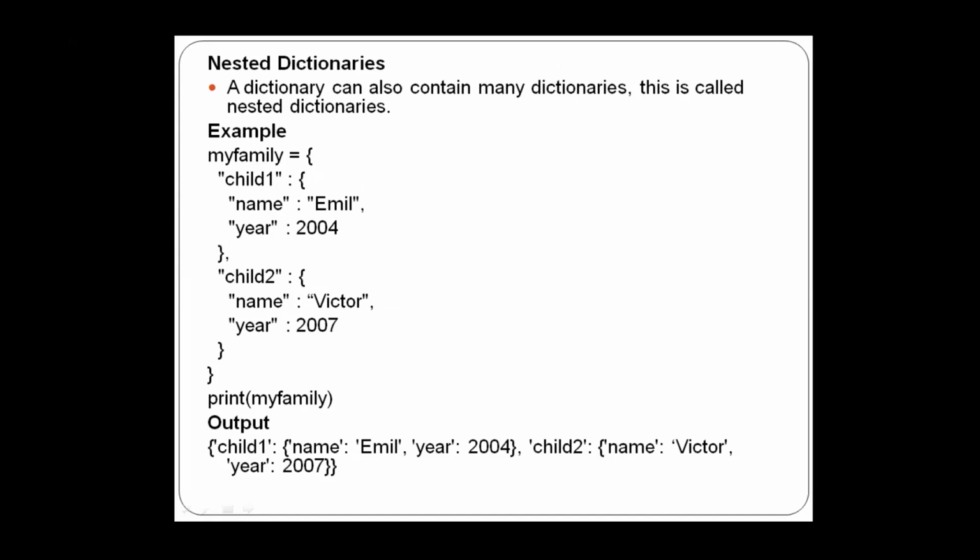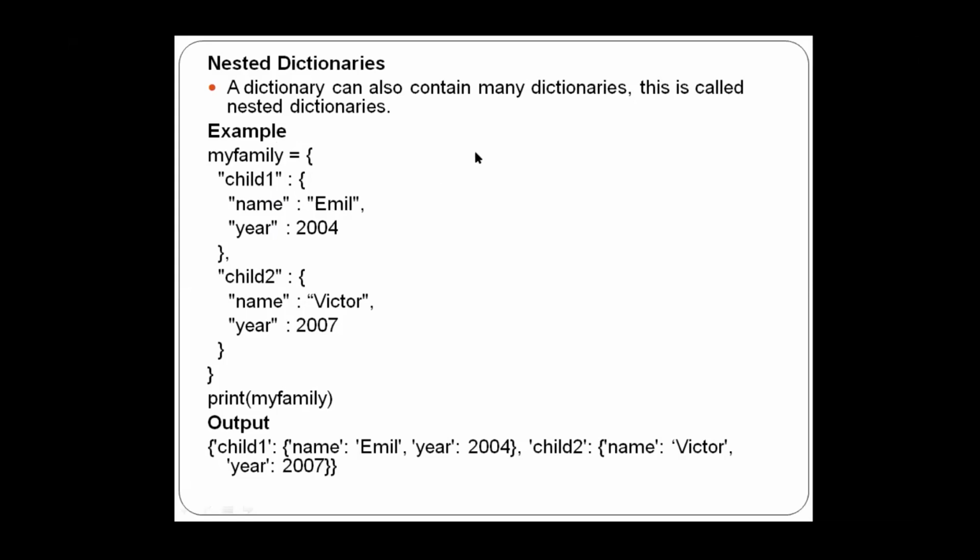Now, nested dictionaries. When I have a few more dictionaries inside a dictionary, you call that nested dictionaries. So my family is the main dictionary here, and within that I have two more dictionaries. One is called child one, the other is called child two. A dictionary within a dictionary is called a nested dictionary.